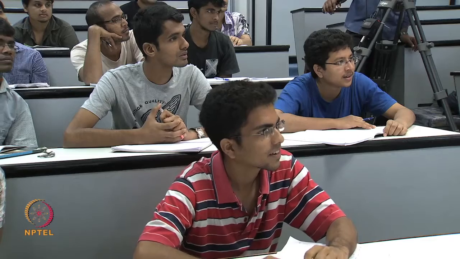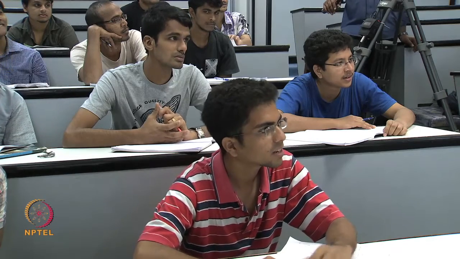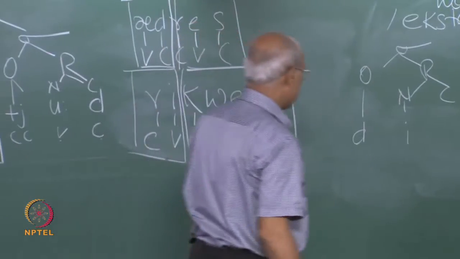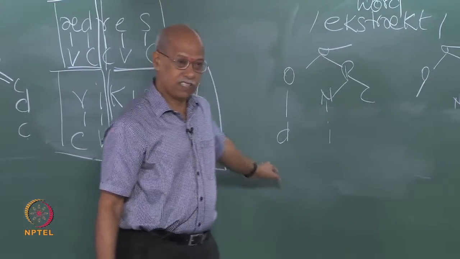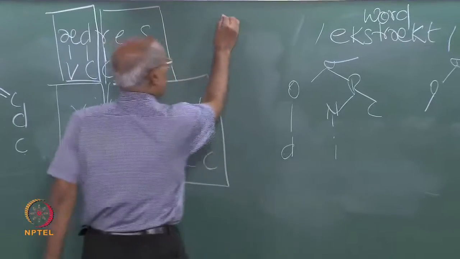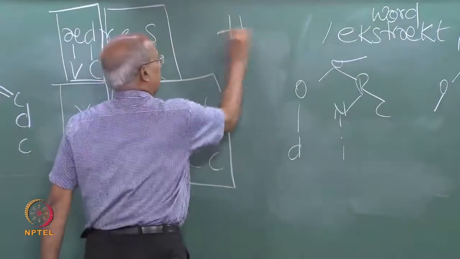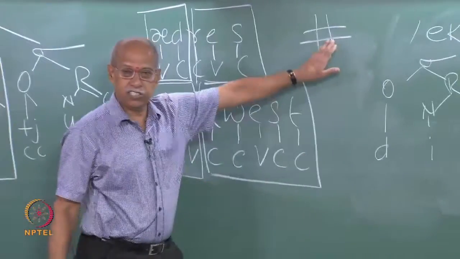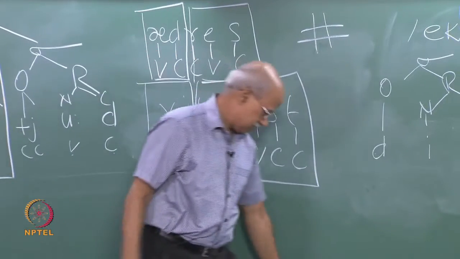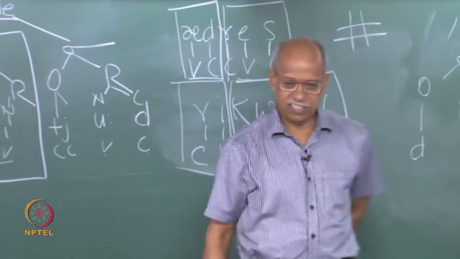It is "Narak", okay? A good attempt. This is the syllable division. Those double crosses indicate word boundaries. Can I have your attention, please? In the literature of linguistics, this indicates a word boundary. Okay? Now see.